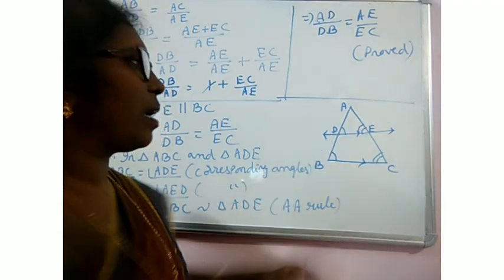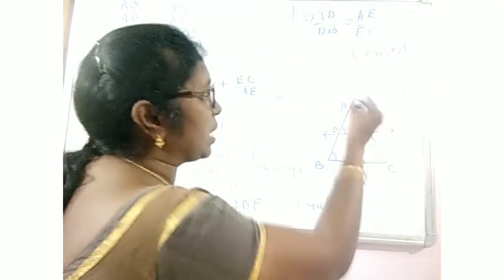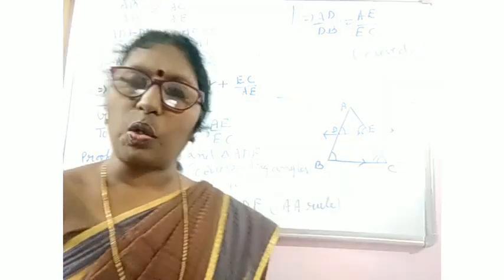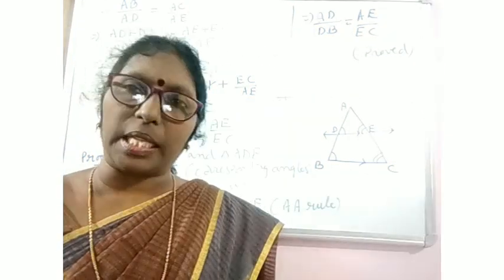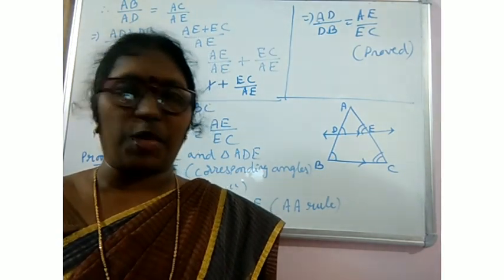So anyway, we can also show DB by AB equal to EC by AC. So all the ways we can show. Okay, now this is your basic proportionality theorem. Next you are going to learn about its converse.